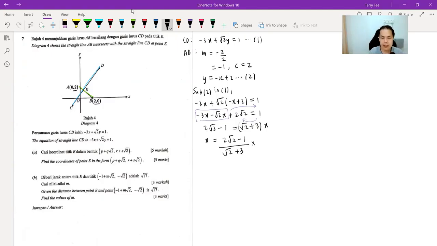So here we multiply top and bottom with its conjugate. We call it the process of rationalizing the denominator. So if I have surd 2 plus 3, its conjugate is surd 2 minus 3. Conjugate is like a twin. If one is plus, the other one has to be minus.